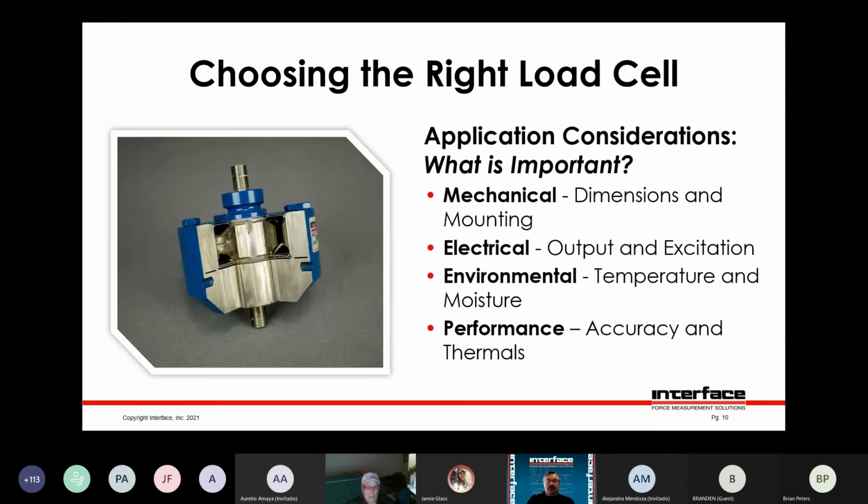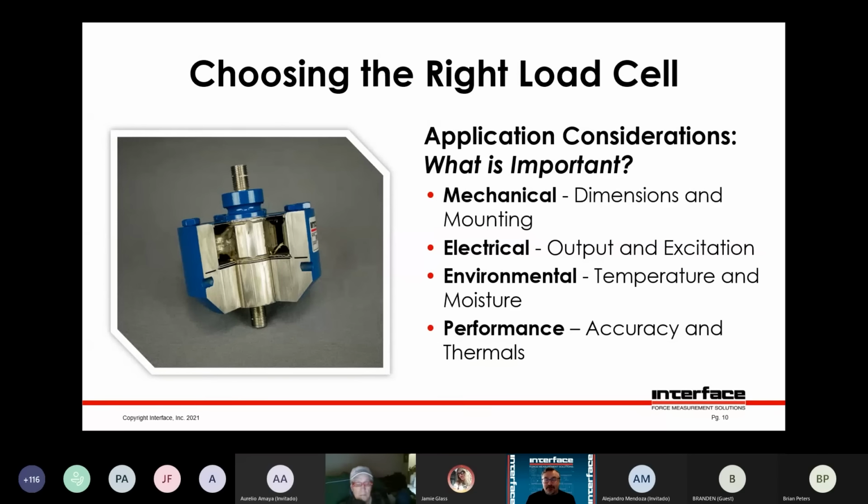Choosing the load cell, we have mechanical considerations about, is it threaded? You have physical limitations as far as size. It's also electrical: what do you have as far as a signal? What are you going to read the signal with? What supply voltages do you have available? Environmental, again, temperature, moisture: it's going to be outdoors, under the ocean, in an oven, those things are important.